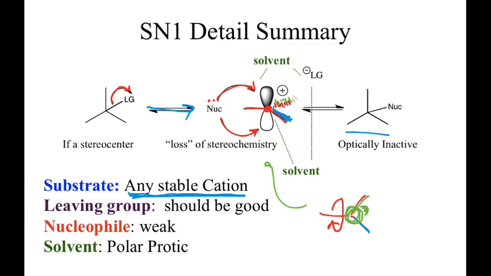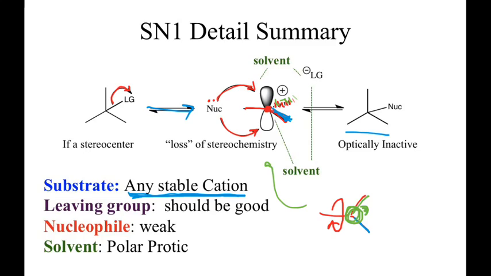When it comes to the leaving group, it has to be a good leaving group. Okay? So we're looking at halogens, neutral species, things that have a lot of resonance. You can go back to the last lecture to look at good leaving groups.